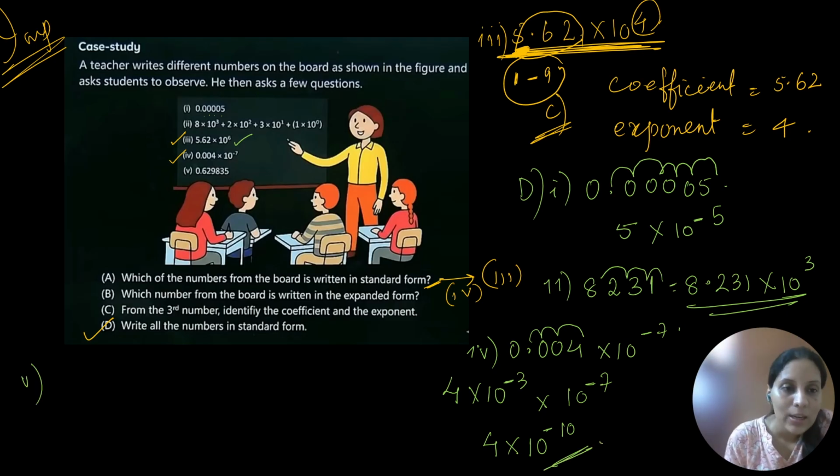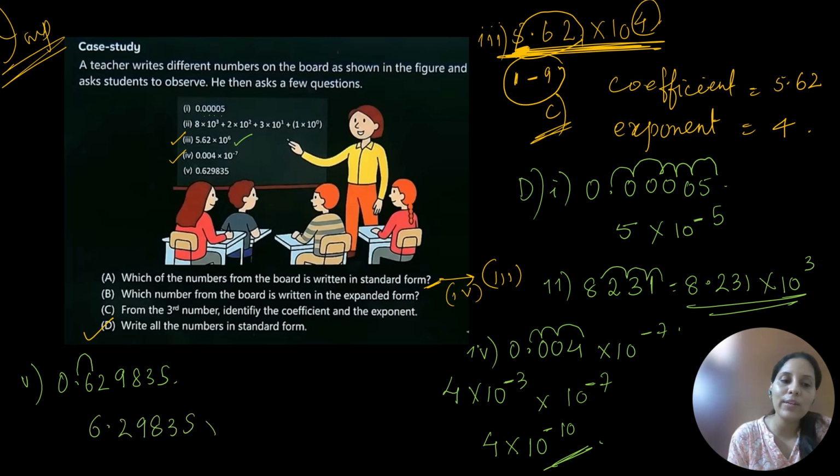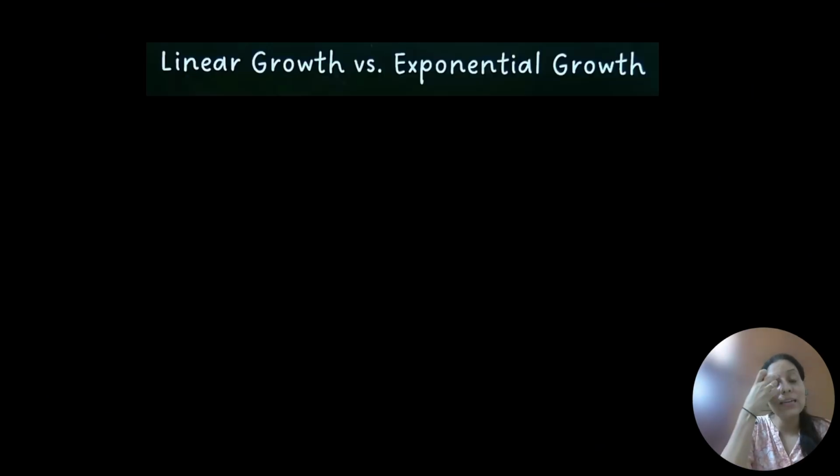Last one, fifth one. You have 0.629835. Now the decimal should come after 6. So 6.29835 into 10 power. It just moved one step towards the right. So that power will be negative. So whatever technique I gave you, the trick, please just remember that for these kind of questions and it will be fine. Next up we have is linear growth versus exponential growth.